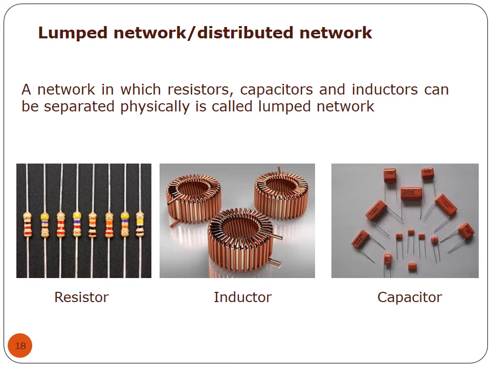The last type of network is the lump network and distributed network. A network in which resistors, capacitors and inductors can be separated physically is called a lump network. Here I have shown you three figures where the physical resistors, inductors and capacitors are shown. If you connect these in a circuit, at any moment of time you can remove the resistor, inductor or capacitor physically. So this kind of network is called a lump network.